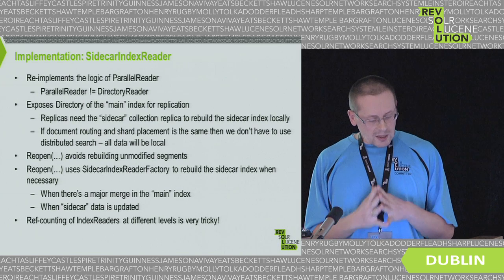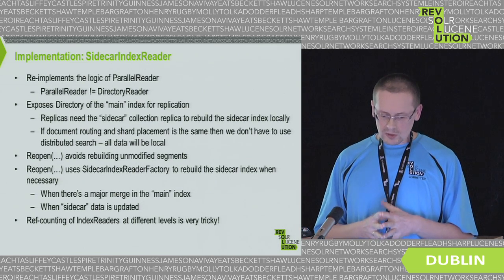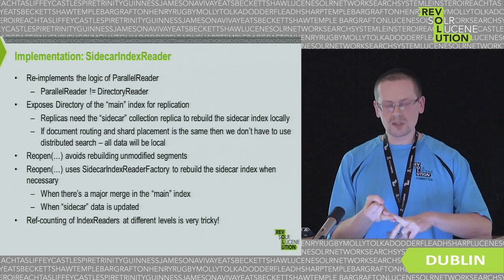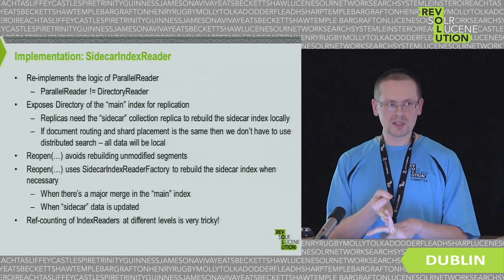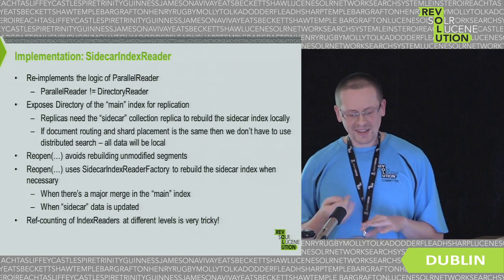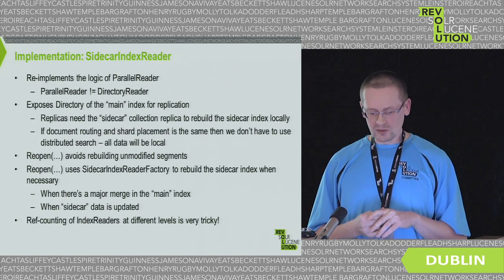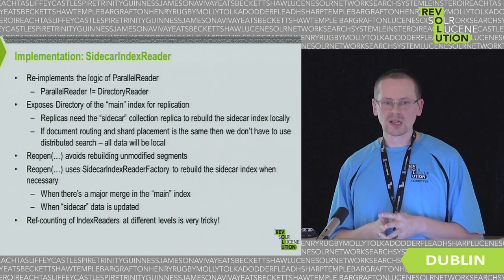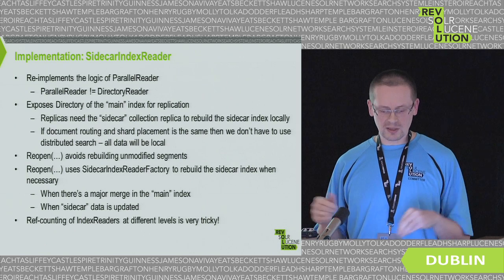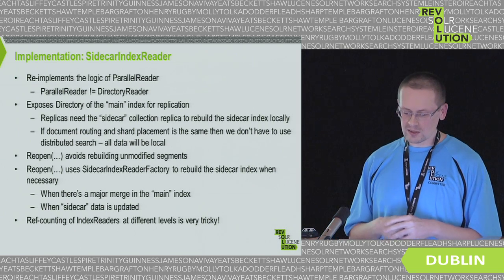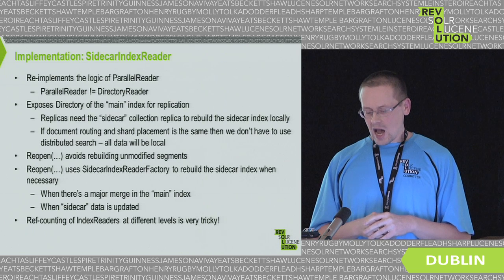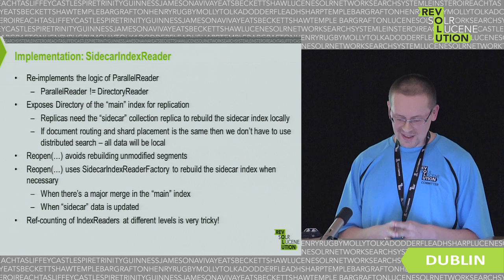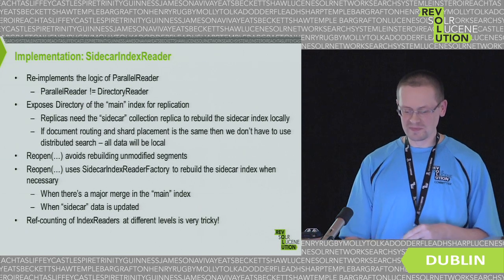Let me just say that while I was working on this code, the ref counting of index readers at these different levels, at the Lucene level, Solr level, and parallel reader levels, is extremely tricky. And I've been running into very strange situations when suddenly some of these segment readers would be closed under my feet. I must confess, I'm not 100% sure I solved all the cases. So the code is still somewhat buggy.